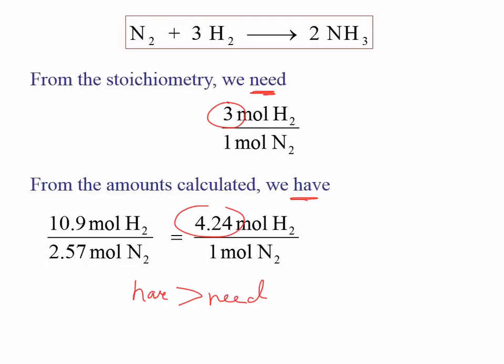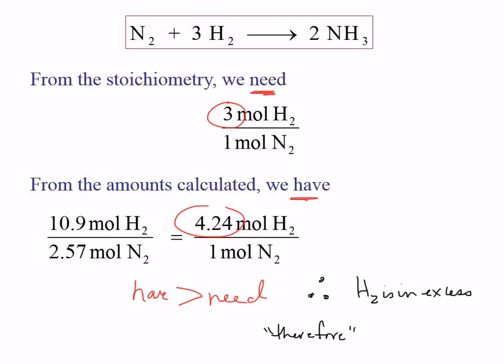Have you guys ever seen this symbol? It's like 3 triangles. It's a triangle with 3 dots. That actually means therefore. Therefore, we have more than we need. Therefore, does it look like H2 is in excess? Does that make sense? Because that was like the labels of my ratios.